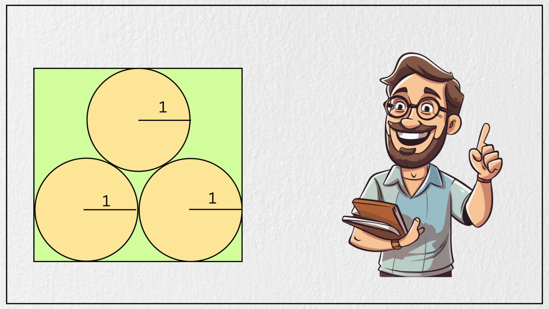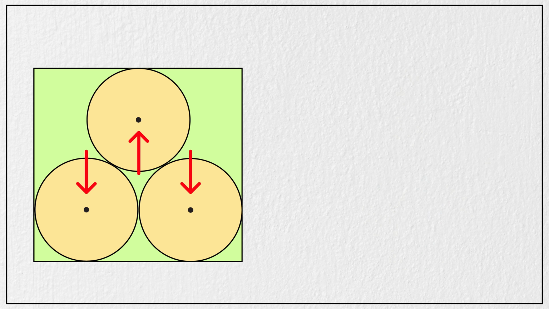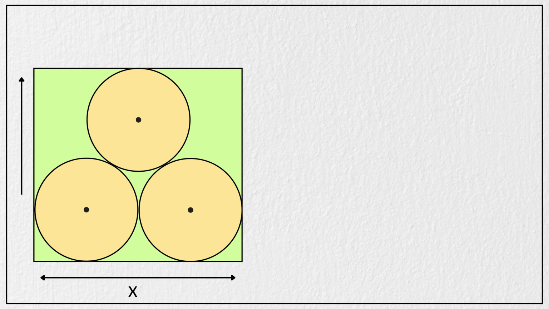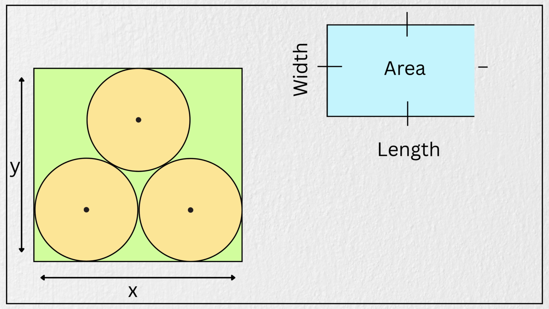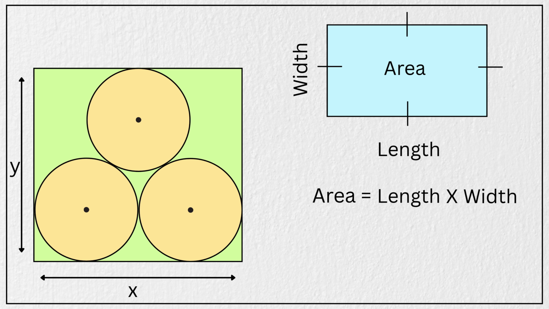But before we begin, let's first mark the centers of the 3 circles and define the dimensions of the rectangle. Let the length of the rectangle be represented by the variable x, and let the width be represented by the variable y. We know that the area of a rectangle is calculated by multiplying its length by its width. So in this case, the area of the rectangle will simply be x times y, right?